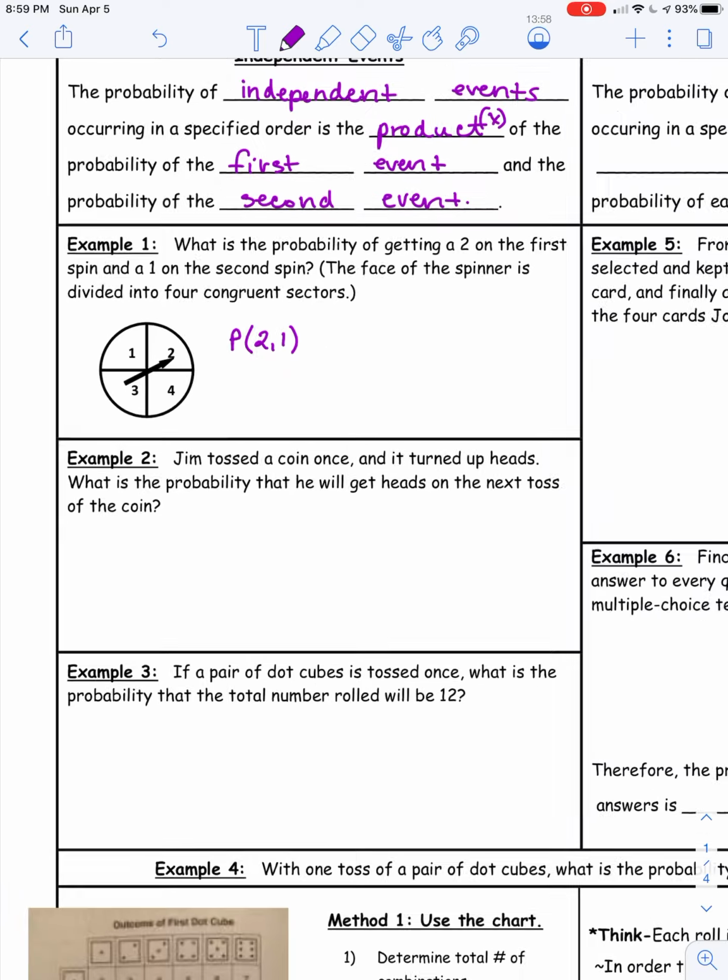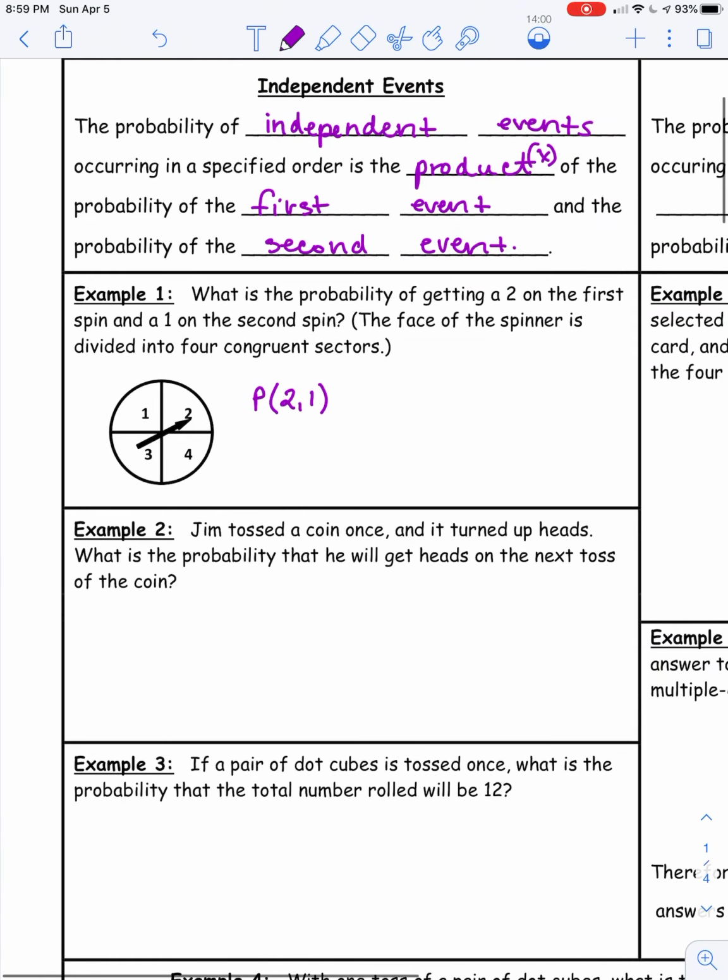Again, this is definitely an independent event because each time I spin it, there's no effect from one event to the next. I can spin it all day long. There's separate spins. What I do on the first spin has no reflection on what happens on the second spin.